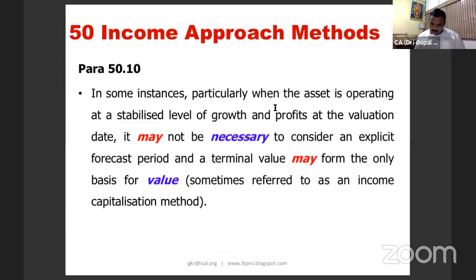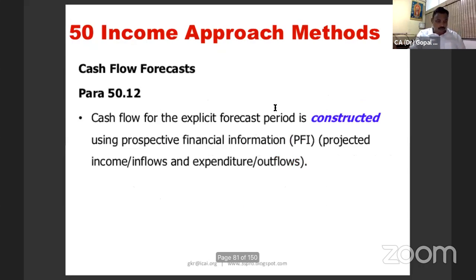Now I want to take you to the next one. Cash flow forecast, 50.12. Very, very important para. How will you forecast it? Cash flow forecast for the explicit forecast period is constructed, very important guys, using prospective financial information. This is projected. Now, how will you project it?